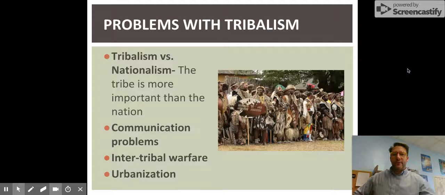The other thing that's had an impact on this has been urbanization, the growth of cities, where people from various tribes are living in close proximity to one another. Generally in cities, you're going to start to see these barriers fall down because people are dealing with each other on a daily basis. They work in the same places. So those stereotypes start to break down over time. So urbanization can be a benefit, but it can also be a problem.